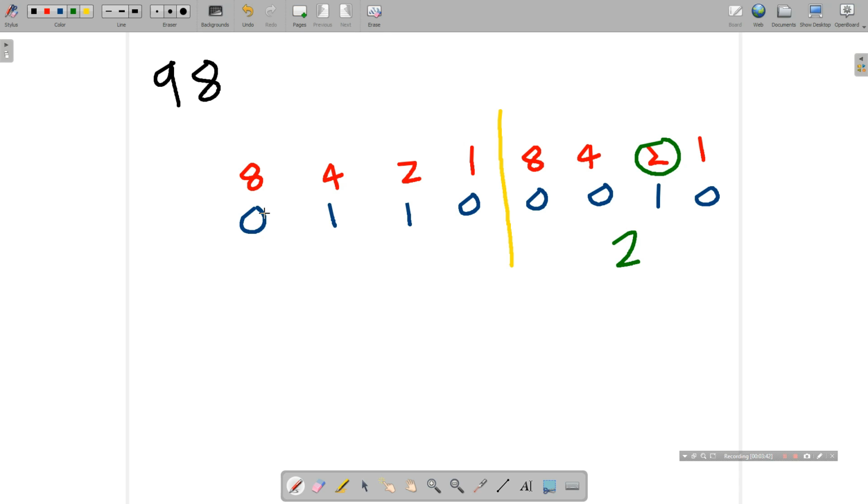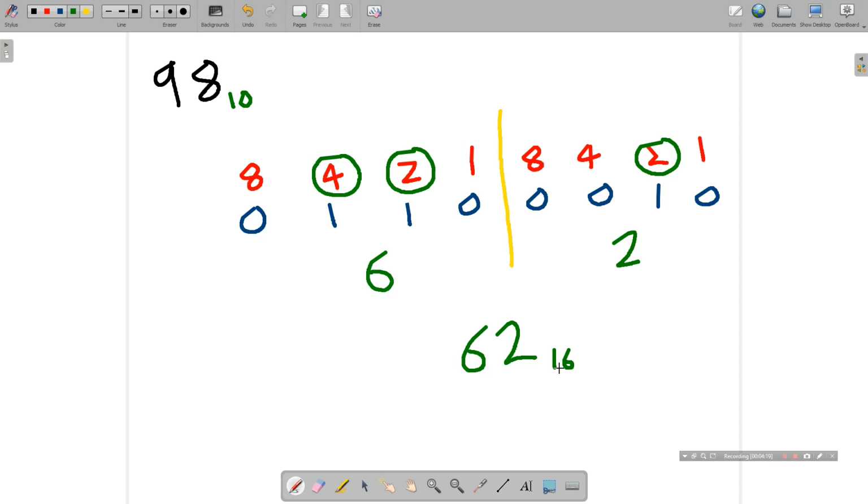On the left-hand side, we do the same thing. So each of those columns that contains a 1 underneath them, we add up. So in this case, we're adding 4 and 2, which makes 6. 6, 2 is our answer. In other words, 98 in base 10, or decimal, is 62 in hexadecimal. So 98 in base 10 decimal is 62 in hexadecimal. And that's how to do it.